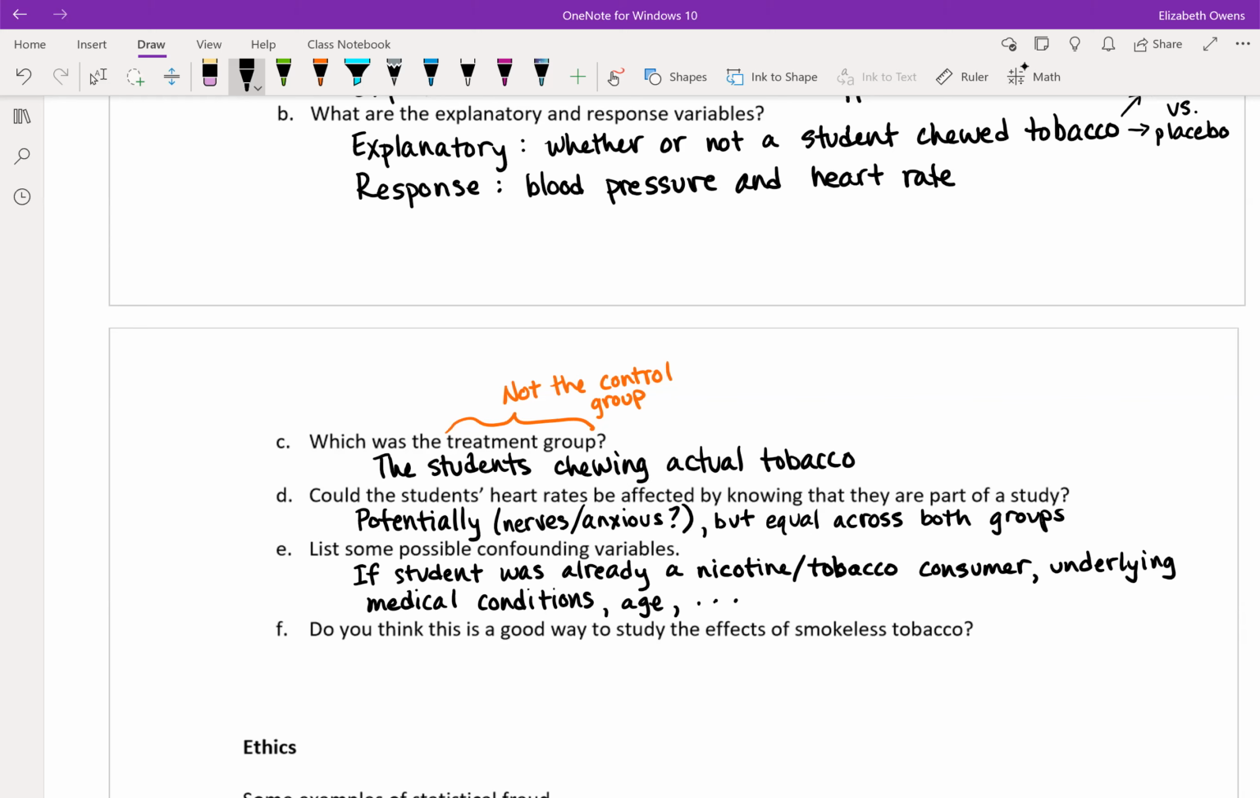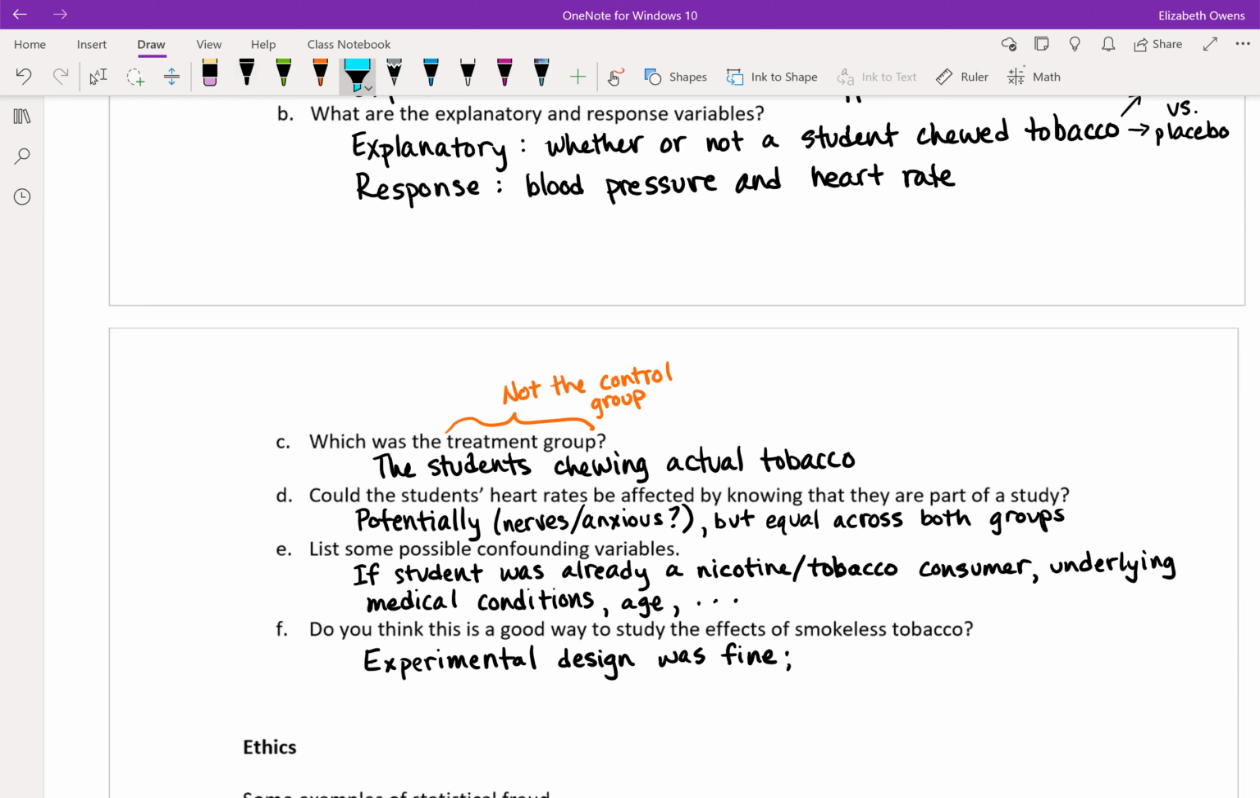All right. Now, last, do you think this is a good way to study the effects of smokeless tobacco? Well, what I think is it sounds like their experiment was fine. They randomly assigned the students. They had a control group, they had a treatment group. Sounds like they kept it a blind study, maybe not double blind. So they could do that if they wanted to up the ante a bit. But overall, the experimental design sounds fine here.